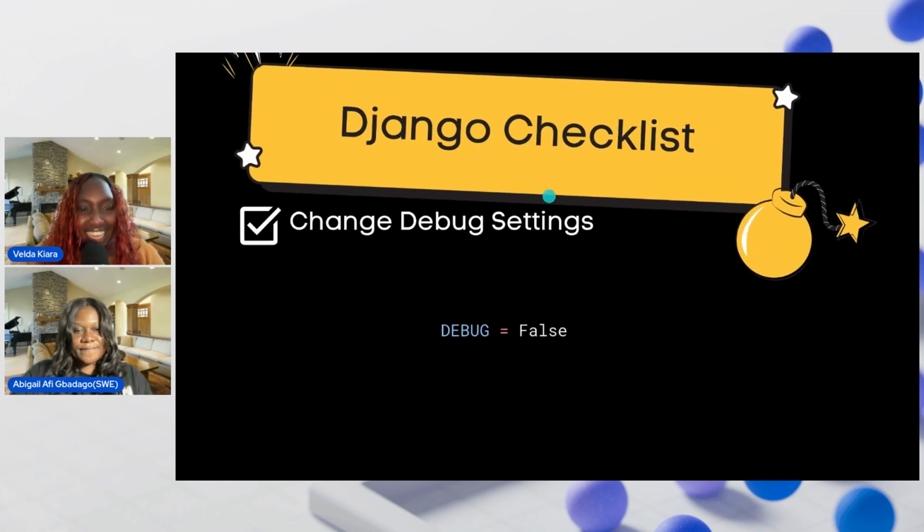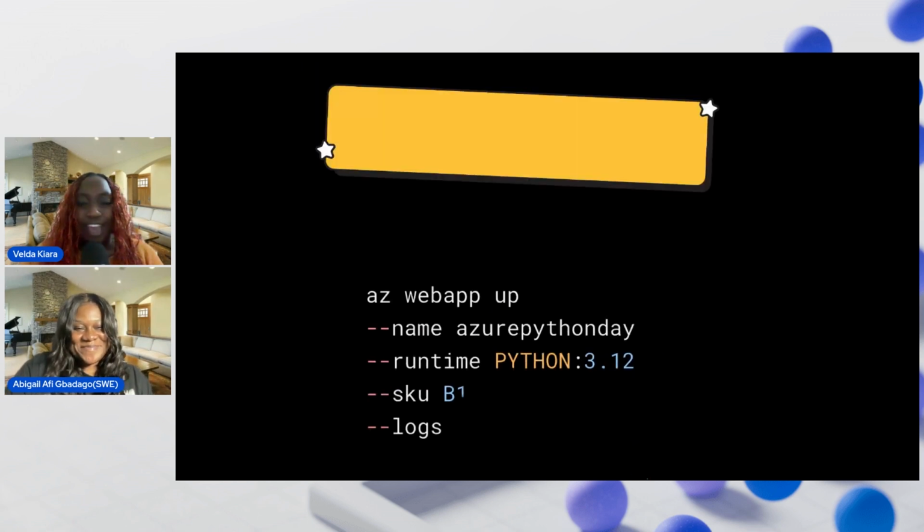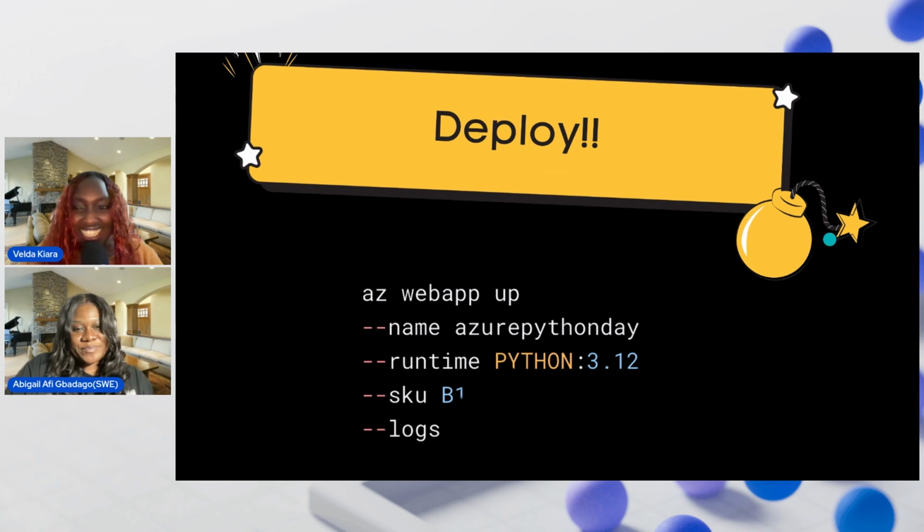And the last thing is definitely change your debug settings to False, because we do not want everybody seeing what's going on in your logs or releasing any sensitive information. And the final step, the exciting step, is you get to now deploy.